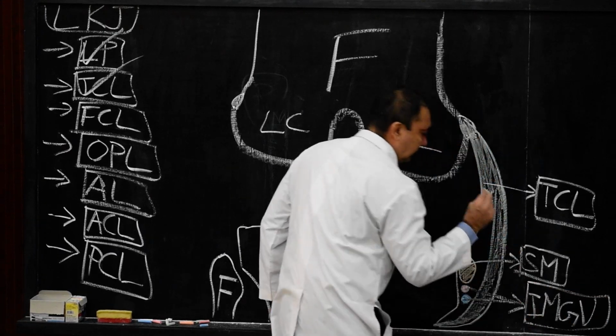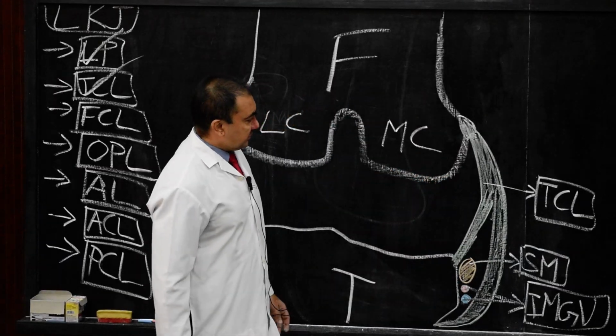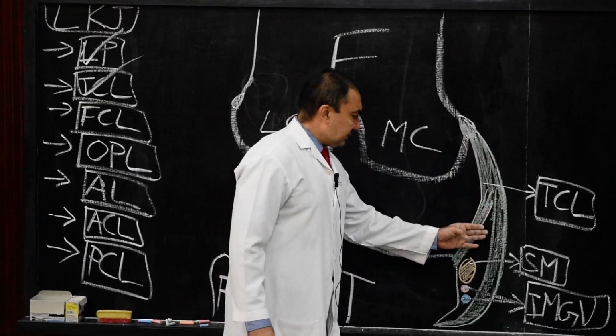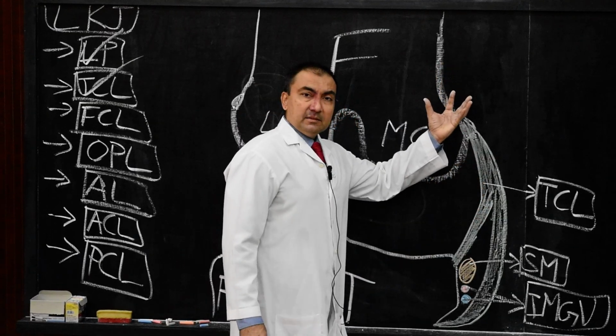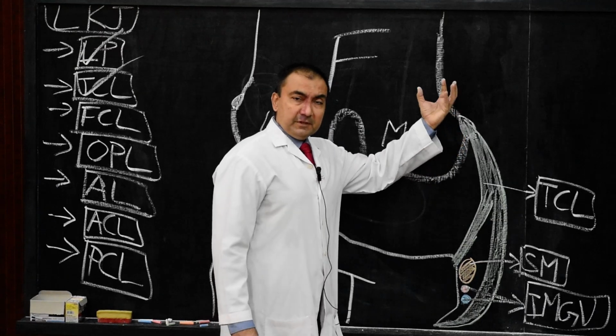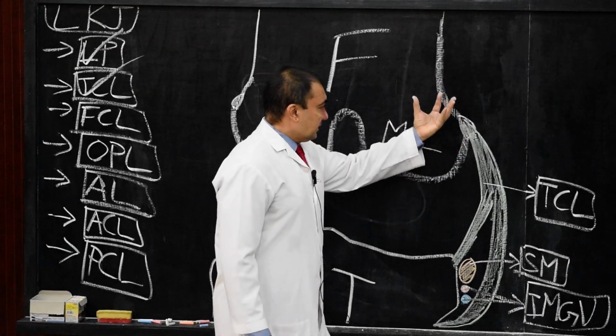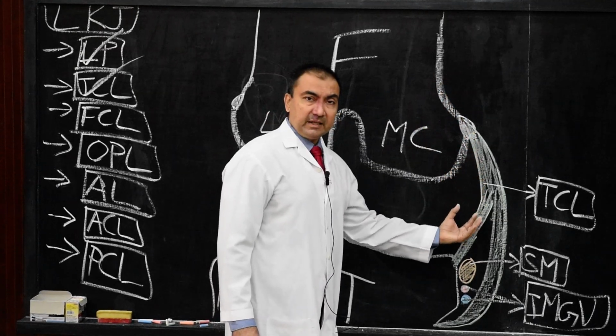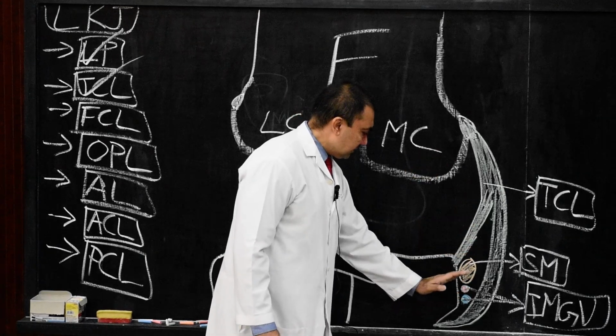So these are the structures which you need to mark, and this ligament represents the primitive origin, the morphological continuation of the fibers of the ischial part of the adductor magnus muscle. So here we finished our tibial collateral ligament.